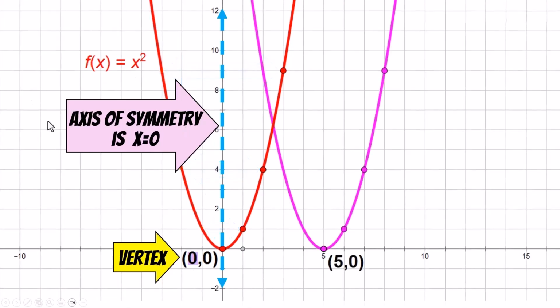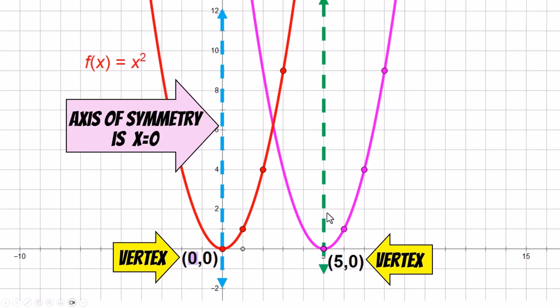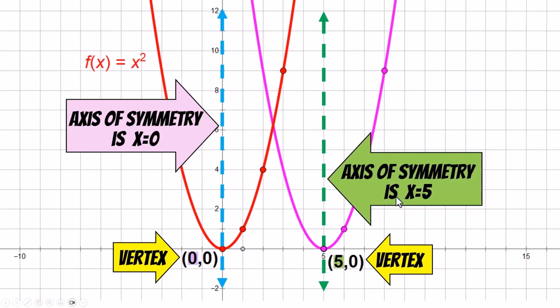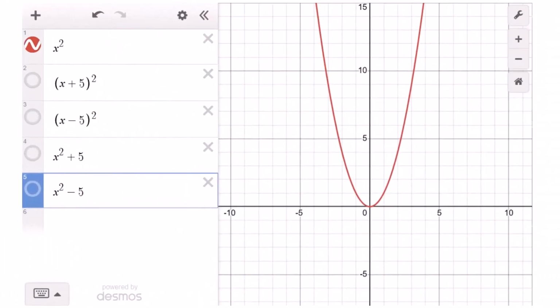If I take this parabola and shift it over, its vertex moves. We're now at 5, 0. And its axis of symmetry goes through that. And the equation changes. So instead of being x equals 0, the axis of symmetry is now x equals 5. On Desmos right now, I'm going to explore what happens with parabolas when we do things to them, at least to their formulas. All right, here's the parent function x squared. That's what it looks like.